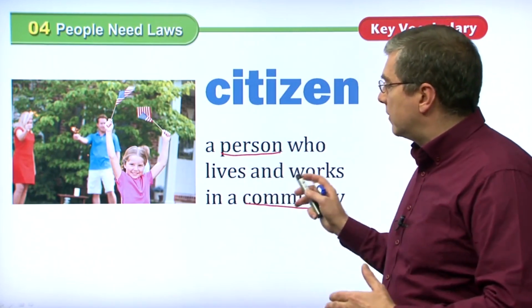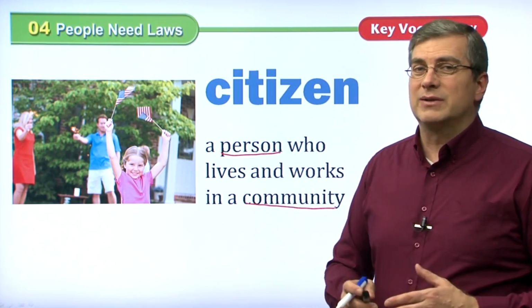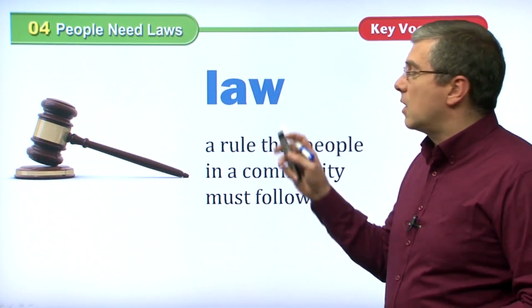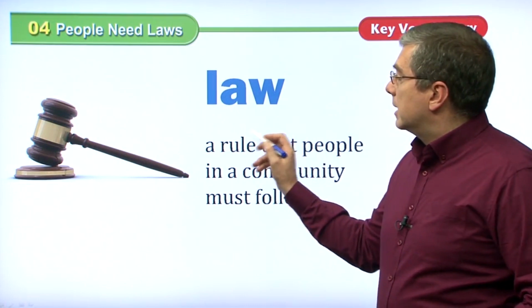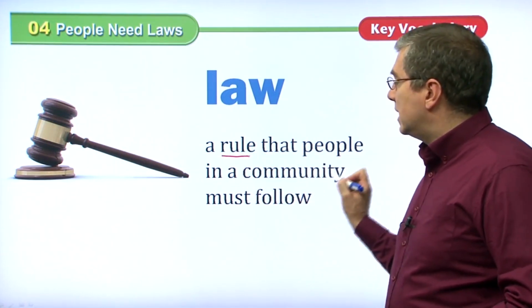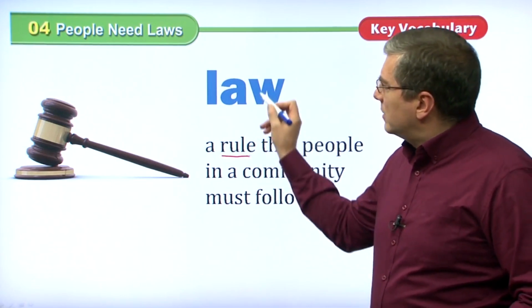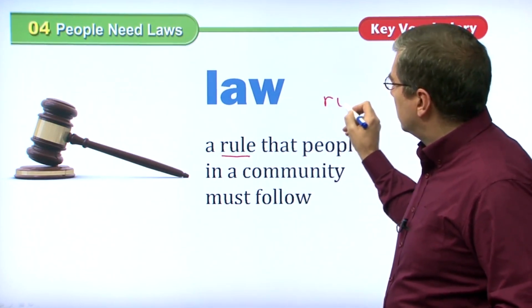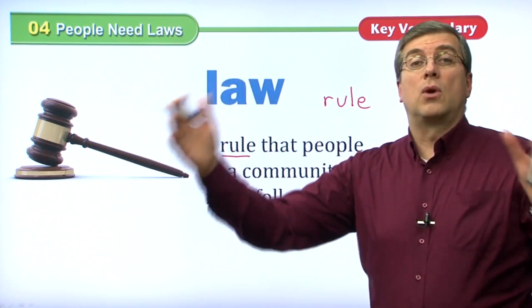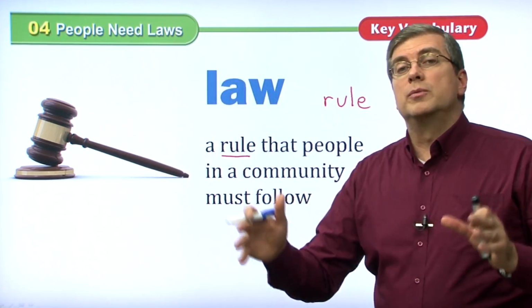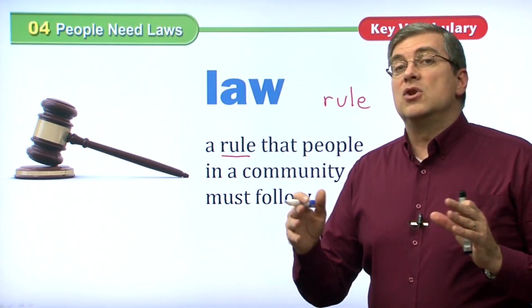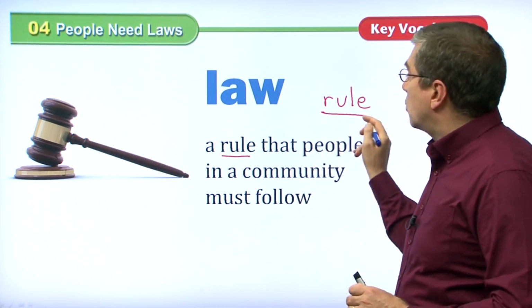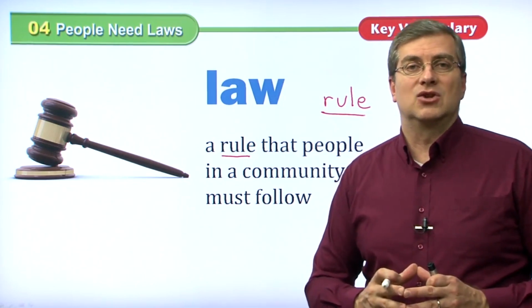This means that these people who live and work together are citizens. They have rights and responsibilities that they have to follow. And part of the responsibilities of a citizen is to follow the law. Now, a law is a rule that people in a community must follow. It's kind of interesting. By the way, we say a law is a rule, but is there a difference between law and rule? Actually, there is a little bit of a difference, right? Laws are more formal. Laws are made by larger groups of people, like governments. And if you break the law, the punishment is a lot stronger than if you break a rule. A rule is usually made by smaller organizations, less formal.